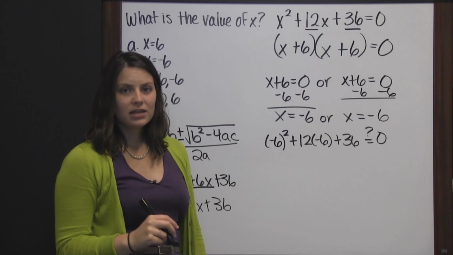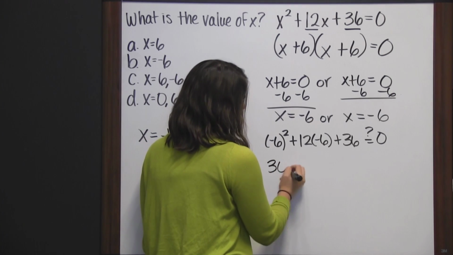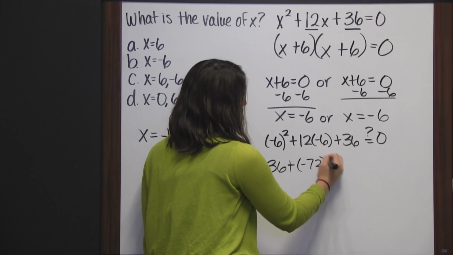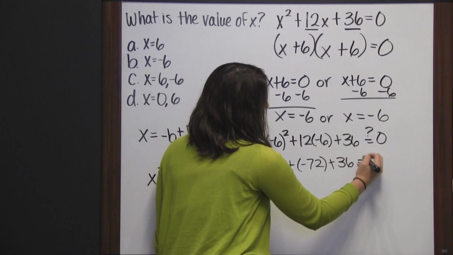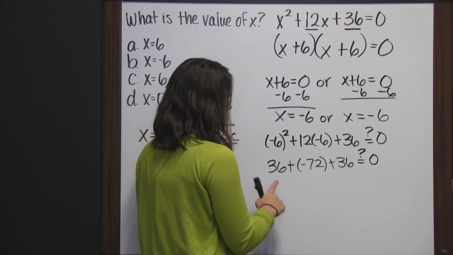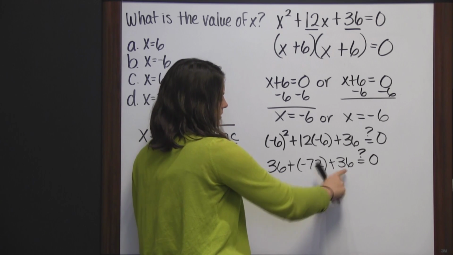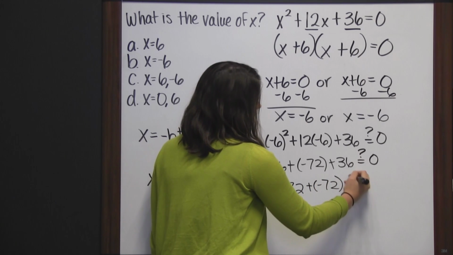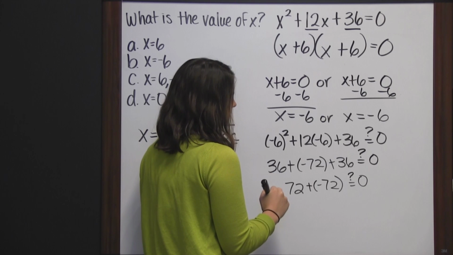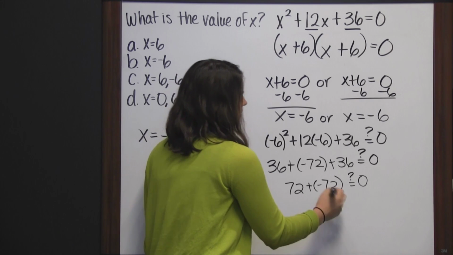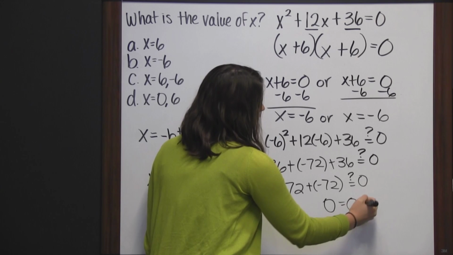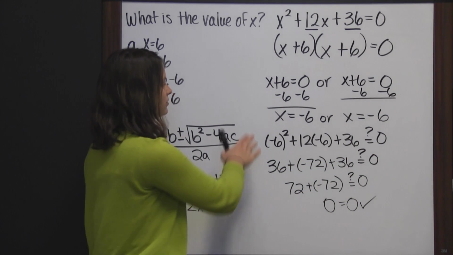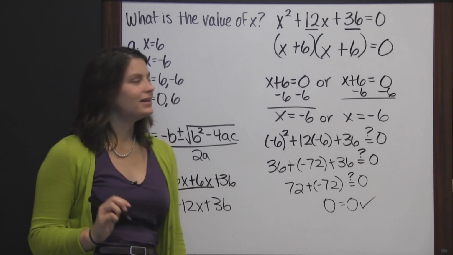-6 squared, -6 times -6, is 36. Plus 12 times -6 is -72. Plus 36. And again, I want to know if that equals 0. 36 and 36 is 72. Plus -72. And I need to know if that equals 0. 72 plus -72 is in fact 0. 0 does equal 0. So we can see that we solved our equation correctly. We found the value of x, -6.